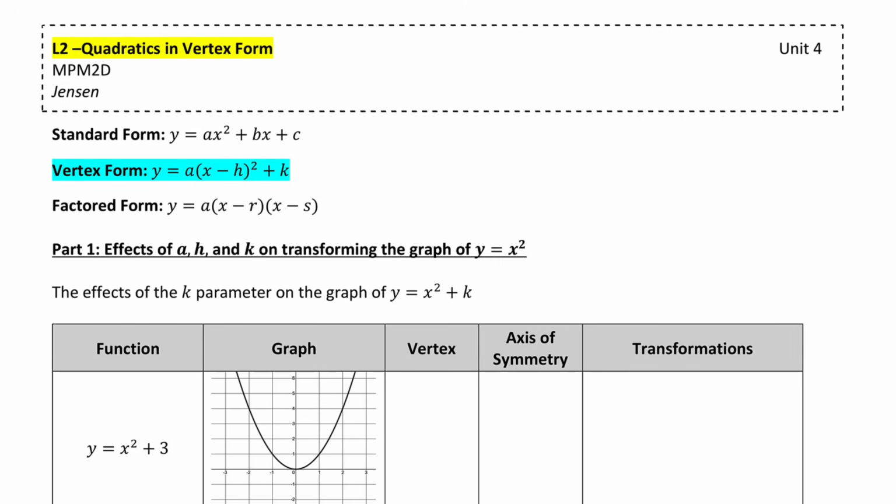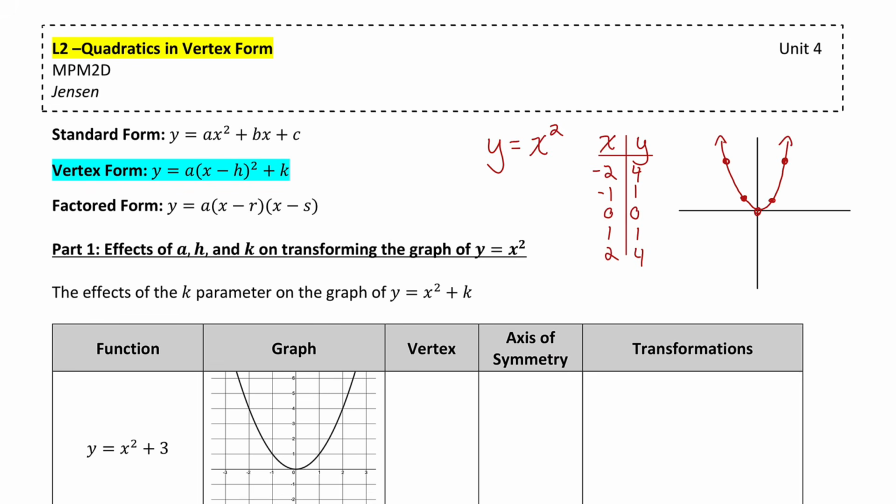Here's lesson 2 of the quadratics unit. This lesson is on quadratics in vertex form. In lesson 1, I showed you the very basics of quadratics. You learned that the simplest quadratic relationship is this equation y equals x squared, and after making a table of values for it, we saw that its graph is this U shape that we call a parabola.